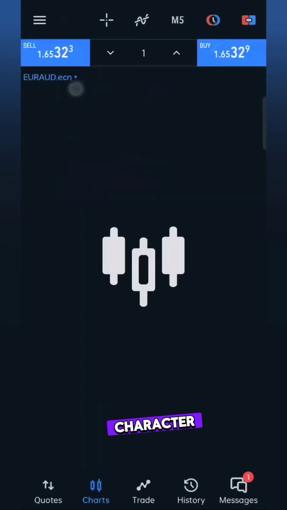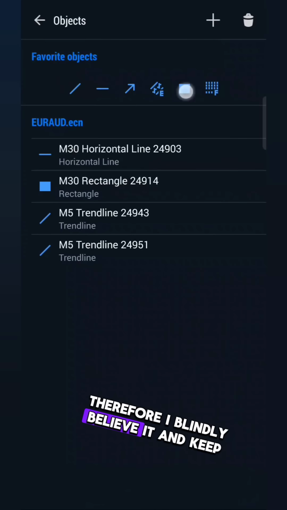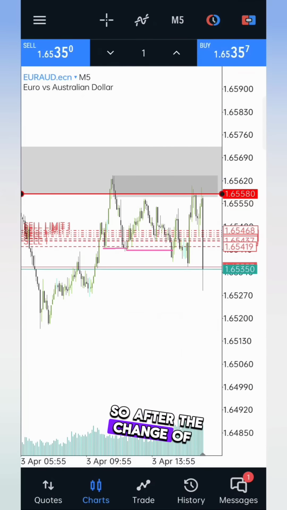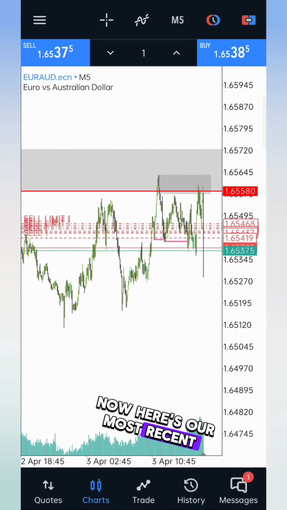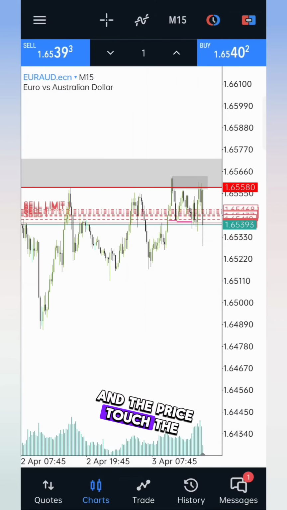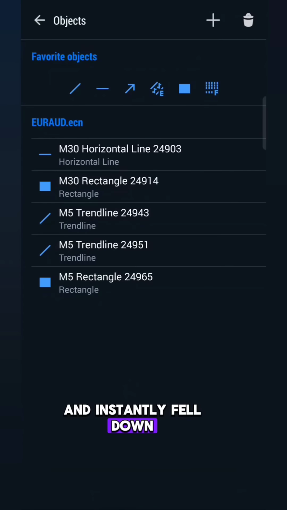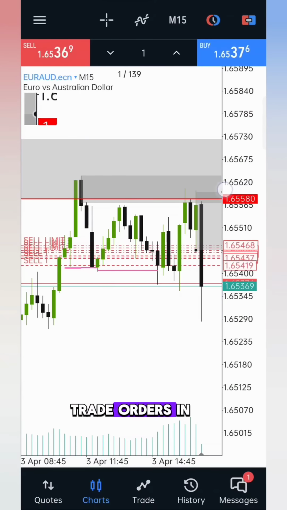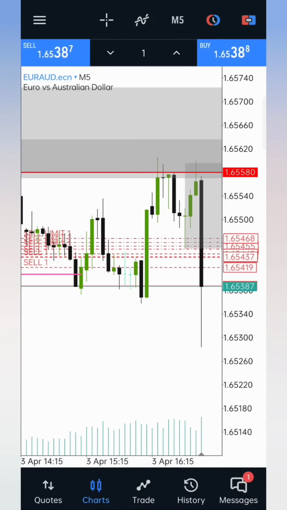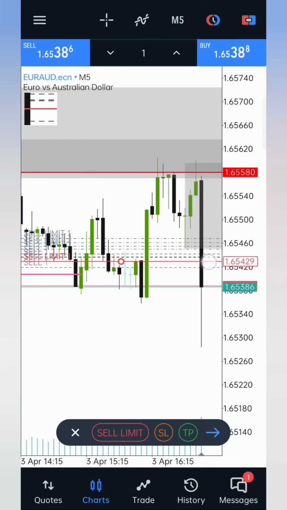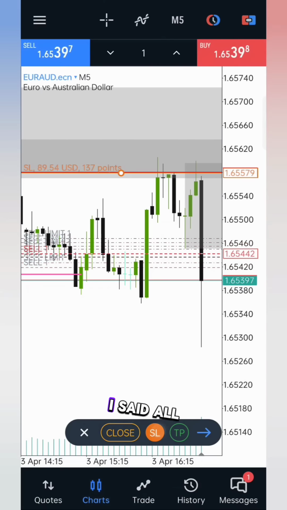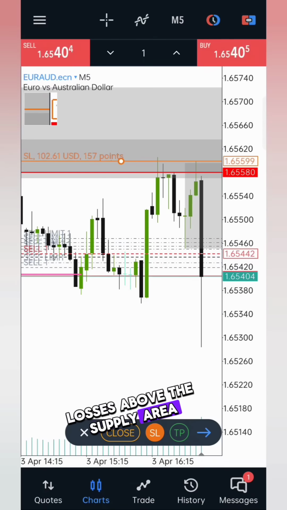Guys, my strategy always remains the same. I've never had a trust issue with my method, therefore, I blindly believe it and keep holding my position until it reaches the profit target zone. So, after the change of character, now, here's our most recent supply zone. The price touched the supply zone, and instantly fell down. And here's our most recent supply zone, and I took all of my trade orders in this supply area. And, as always, I set all of my stop losses above the supply area.